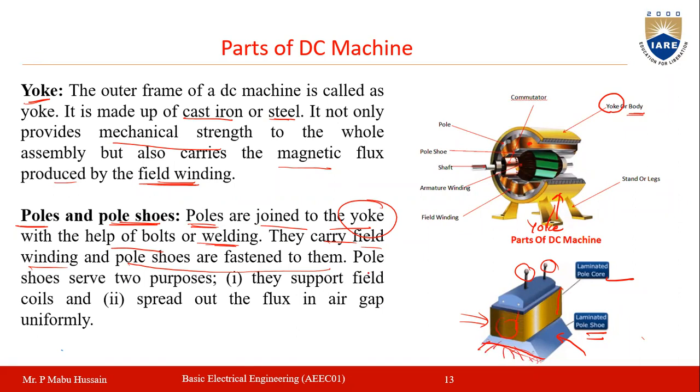Okay, so the pole shoe purpose, if you see, they will act as a support for the magnetic field, right? This pole shoe will act as a support for this field winding. Also it will spread the flux in the air gap uniformly. The purpose of this curvature is that it will spread the flux uniformly through the air gap.